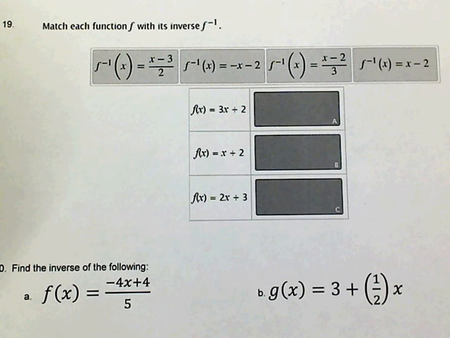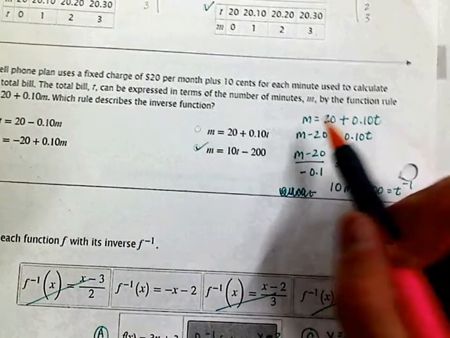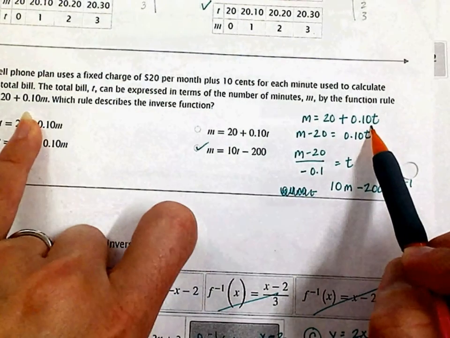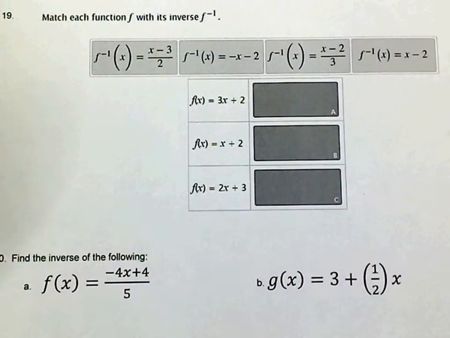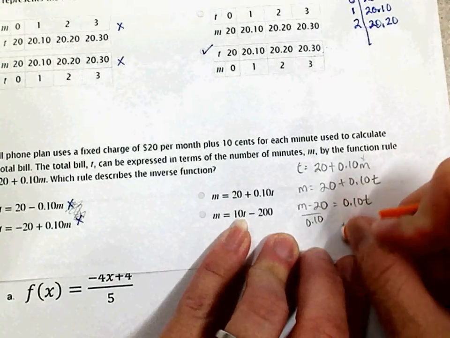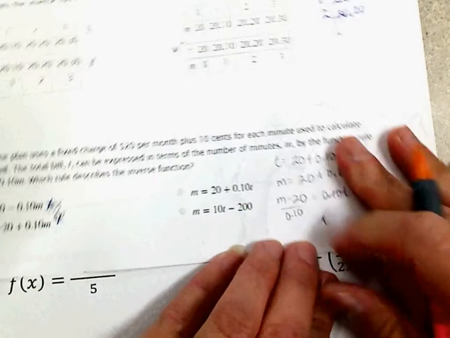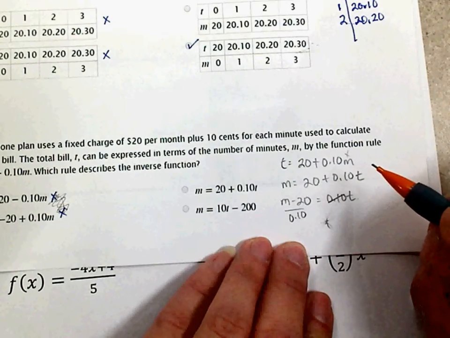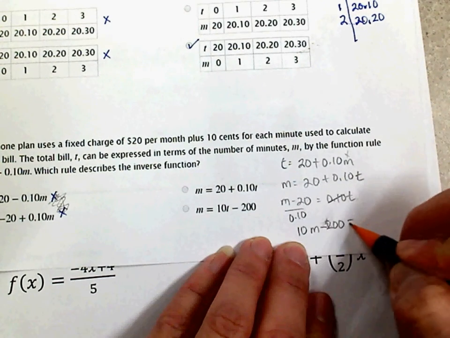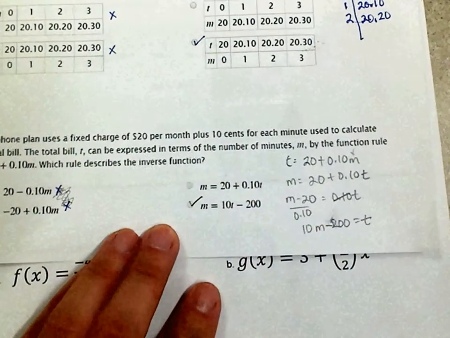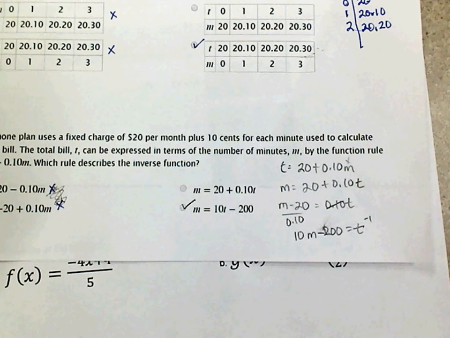Here's number 18. Okay. You switch your M and your T. Did you guys see how we switched the M and the T? You solve. Okay, I was doing it right. There we go. Divide by 0.10. Cancels out. What is M divided by 0.1? Comes out to be 10M. Negative 20 divided by 0.1 is minus 200 equals T. So your correct answer is this one. I did it right. Okay. I was thinking I did it wrong. So, okay, so there's number 18. Switch the M and the T. Let's go to 19.